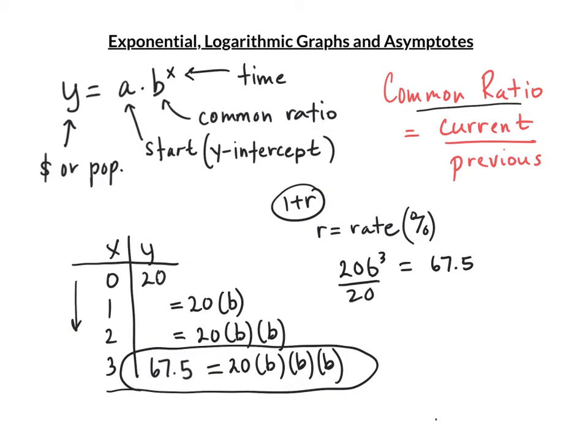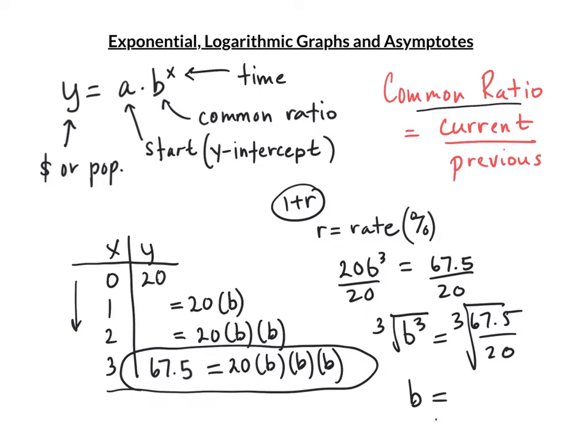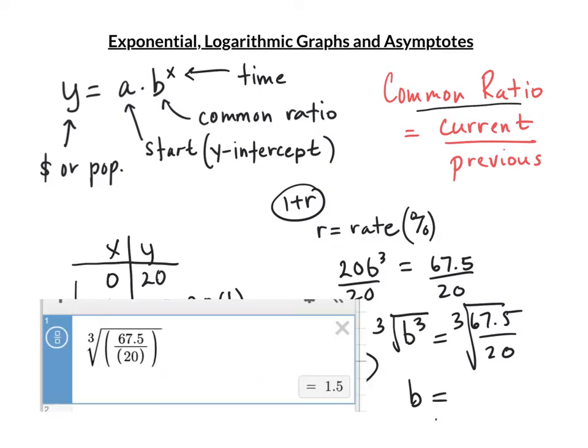I could divide both sides by 20, and I get b cubed is 67.5 divided by 20. I want to know what b is, that common ratio. To get rid of a cube, you use a cube root. To get rid of a square, you use a square root. To get rid of a fifth power, use a fifth root. So here we use a cube root of both sides, and then we go and punch that into the calculator, or Desmos. Here we can see in Desmos that the cube root of 67.5 divided by 20 is, in fact, 1.5.